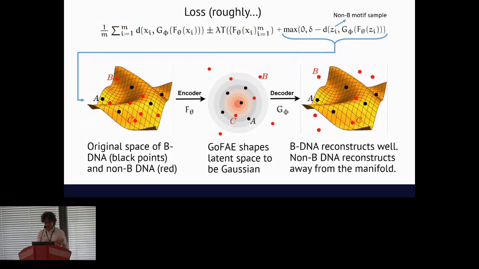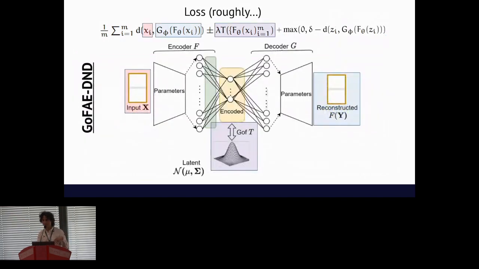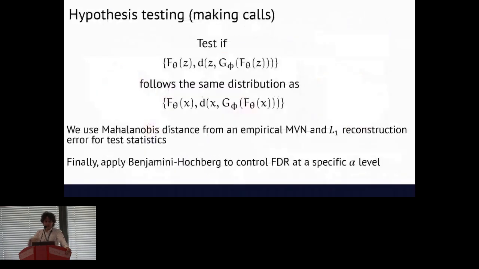I didn't say it, but our method's called the goodness of fit autoencoder with discriminative loss for novelty detection. That's where all the components come in the acronym. Finally, to make calls, we test whether the embedding and the reconstruction of the non-B samples follow the same distribution as the embedding and the reconstruction of the bDNA. For the embedding, we use a Mahalanobis distance from an empirical normal, and L1 reconstruction for D. And then we apply BH to control FDR. And the alpha level, I think all the results are 0.2.